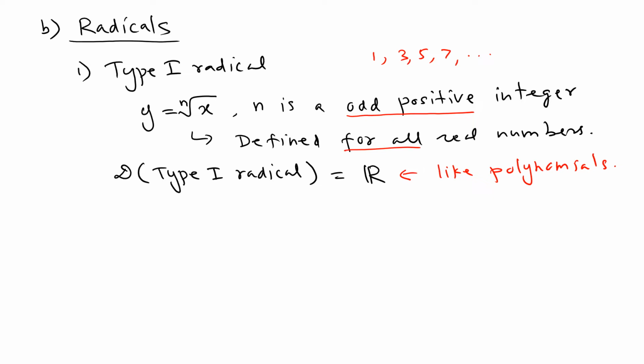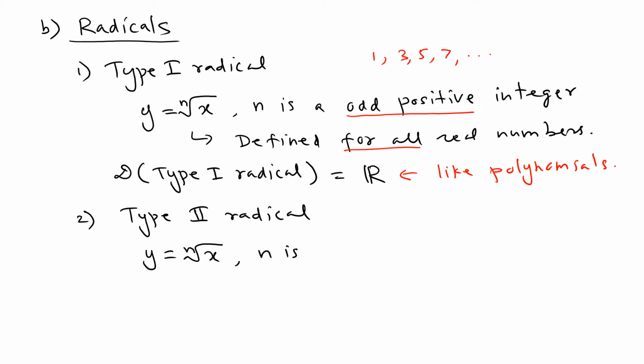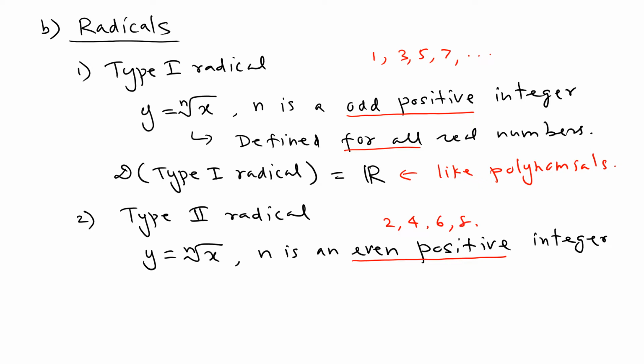So let's look at the second type. This is what we call the type 2 radical. What's a type 2 radical? It's y equals x root n, where n is an even positive integer. Earlier it was an odd positive integer, now it's an even positive integer. That's the difference. So the numbers can be 2, 4, 6, 8, things like that.